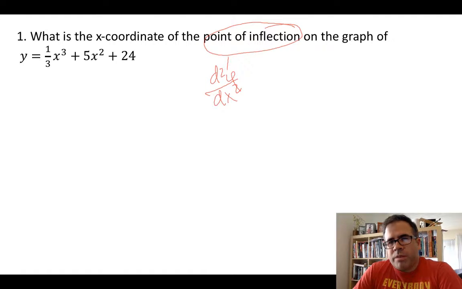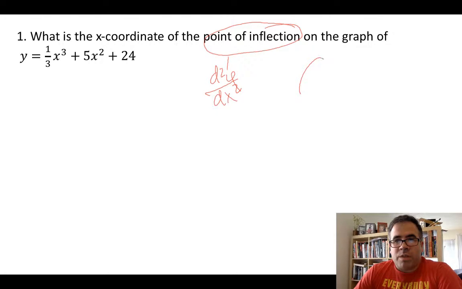Oftentimes, and this is a point where people can get confused, you're looking for points of inflection as a confusion when you're looking at the critical points. So again, critical points are where the first derivative is 0, and that could be either a max, a min, or a point of inflection where the first derivative is 0. If you're looking for points of inflection, there's a problem in that you can have points of inflection that are not maxes, that aren't critical points. You can have points where it's a point of inflection.